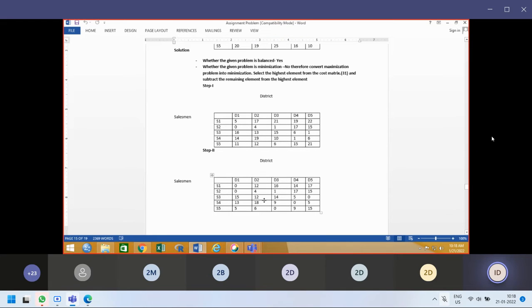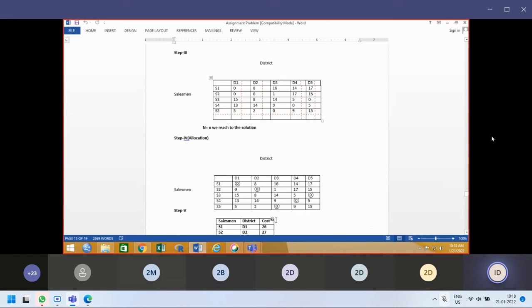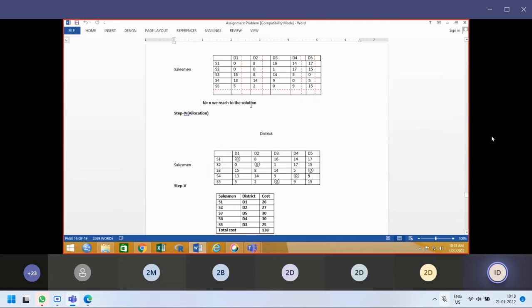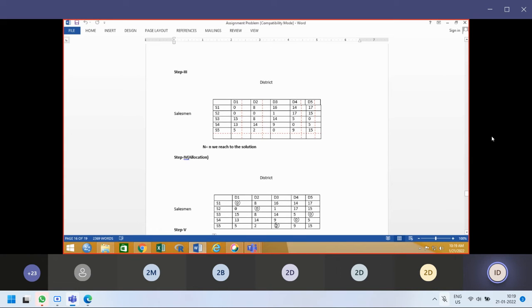Select the minimum, bring the 0 in each and every row, then again draw the lines. After drawing the lines, we have to count whether the number of lines is equal to the order, yes, it is there. Then directly we have to go for allocation and the final solution. Finish. So is it clear?